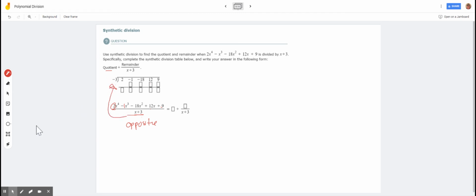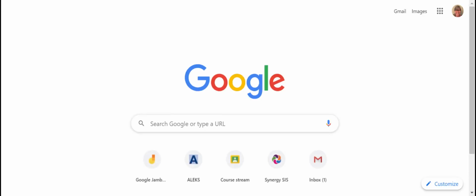All right, and then you go like this. You ready? It's kind of fun. You bring down the 2, and then you say negative 3 times 2, you multiply, and you get negative 6. And then you add, and you get negative 7. Then you multiply, and you get positive 21. And then you add, and you get 3. And then you multiply, you get negative 9.